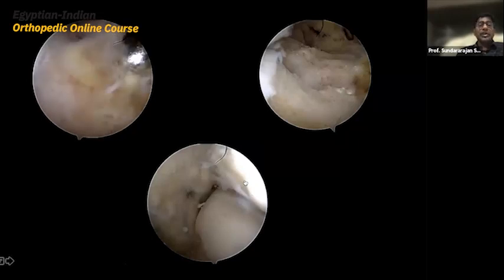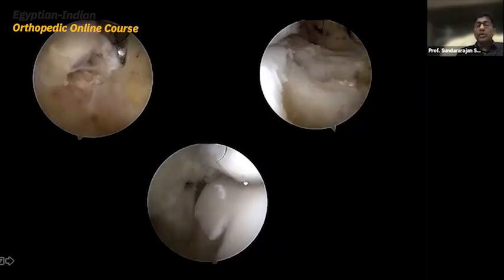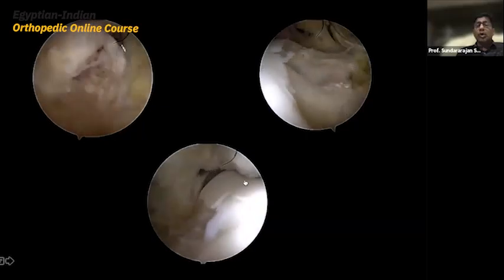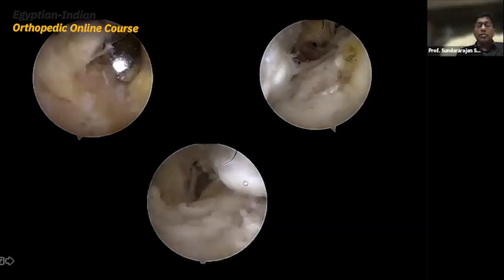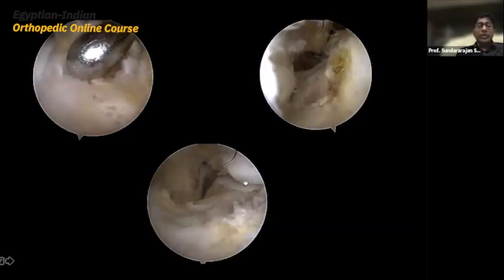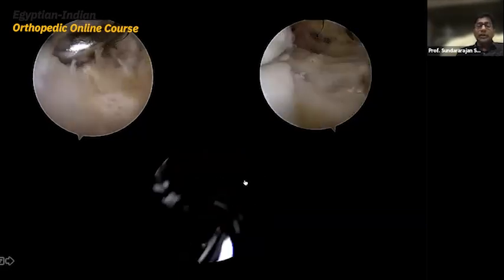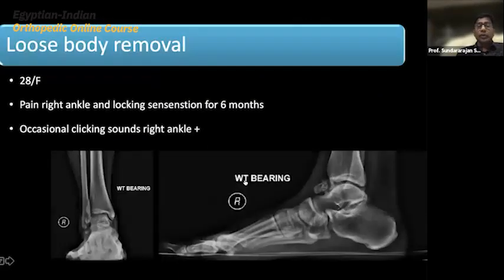So you excise that spur with the help of the scoop, or you can use a burr, and make sure that you remove all the impingements from both the tibial side and the talar side. And you can see in the video below that the movement has increased after doing that.